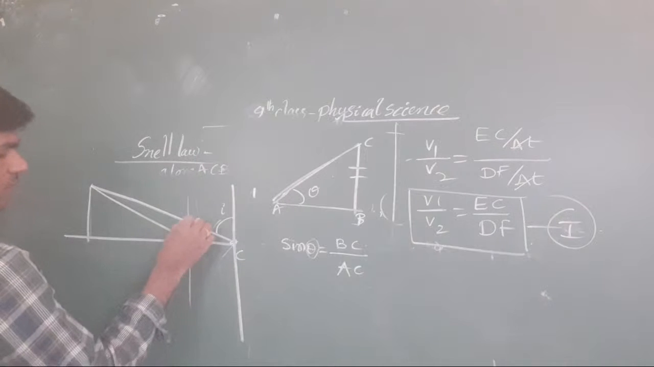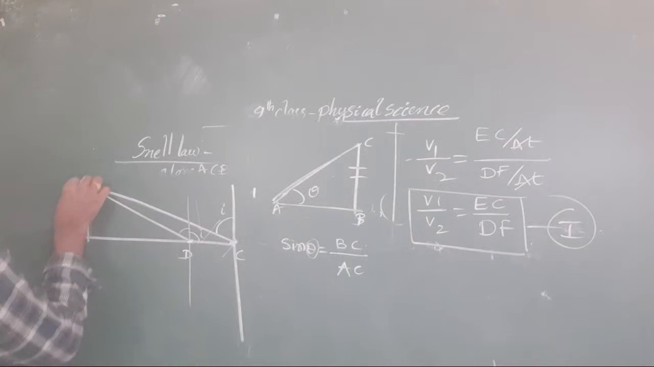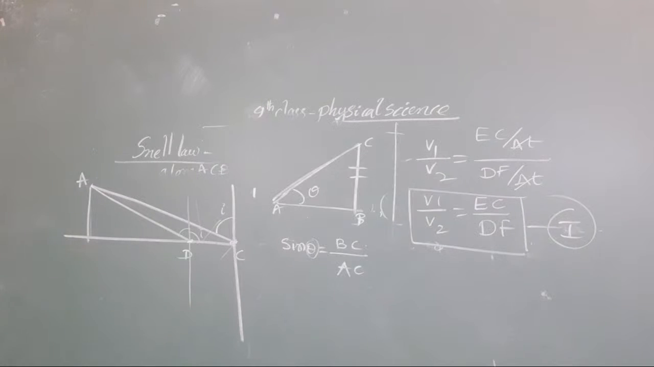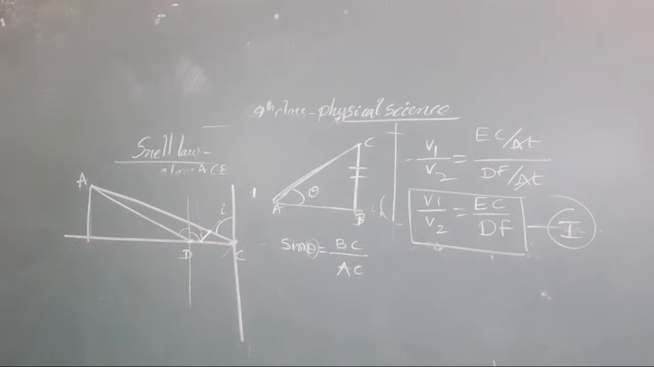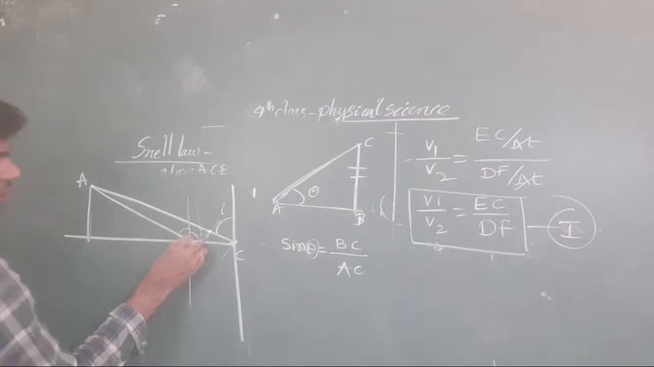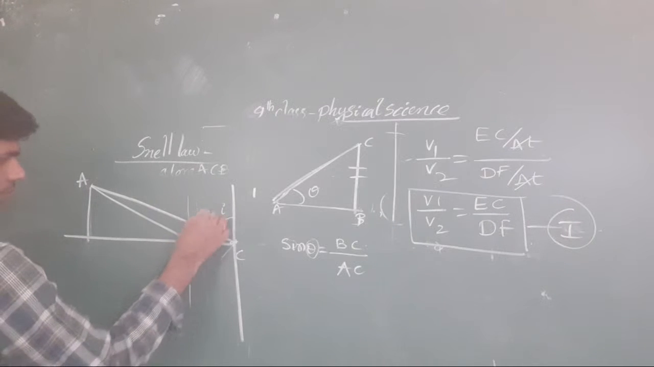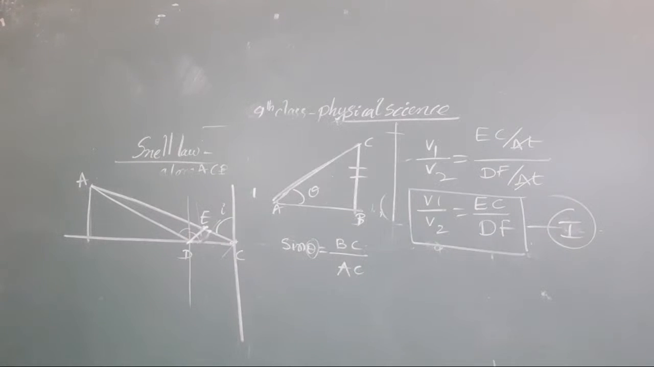It is actually taken as A, D, C. Clear or not, all the students? A, D, C we have taken. Here we draw a normal. Clear? Here we draw the normal from D to E. Now we draw the normal here, D to E. Which triangle have we taken here?